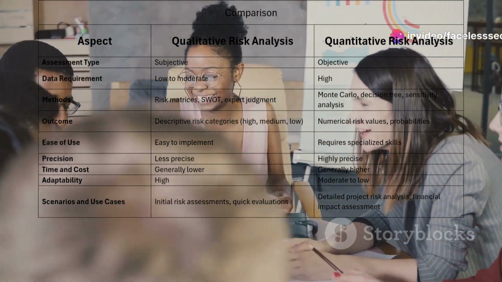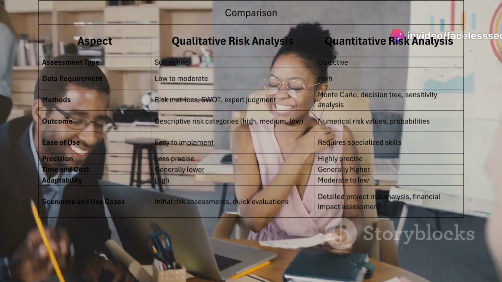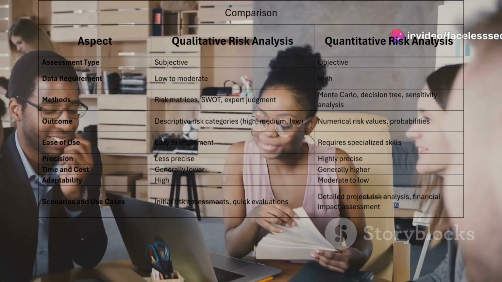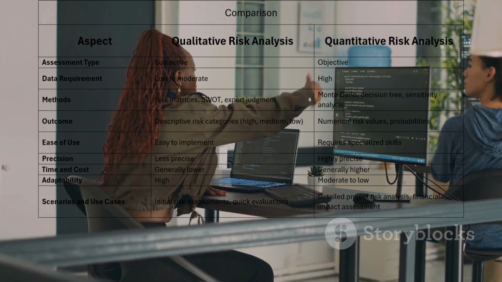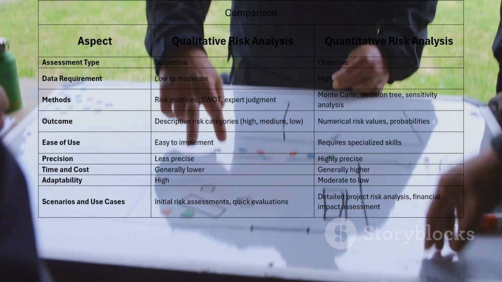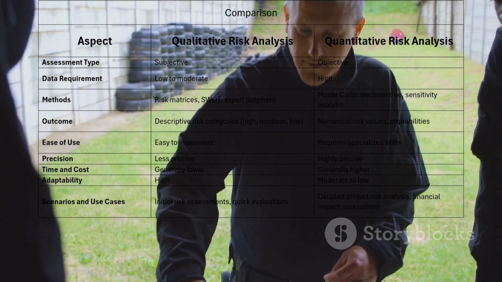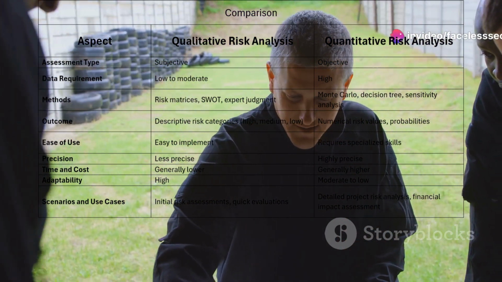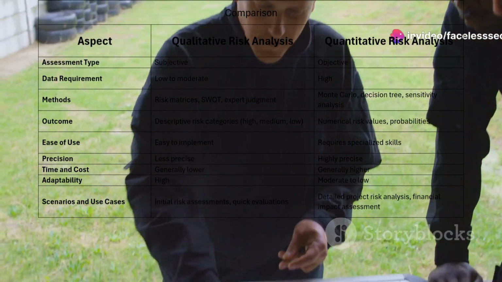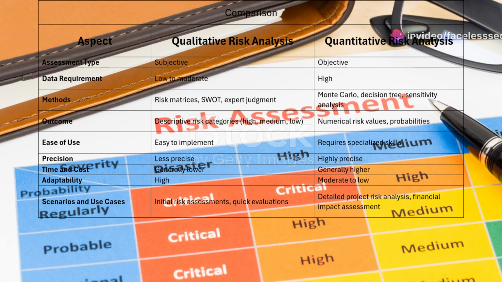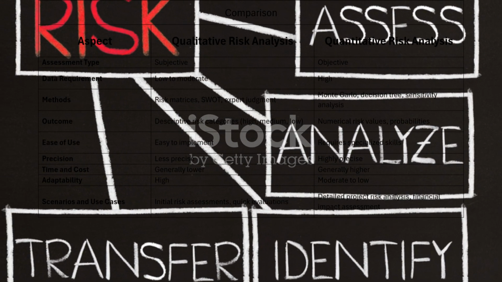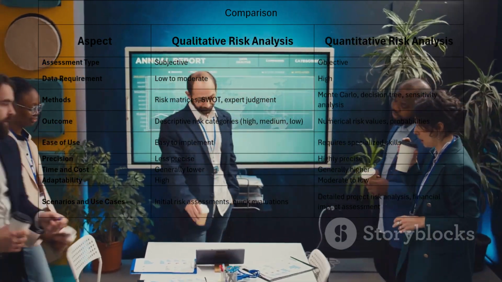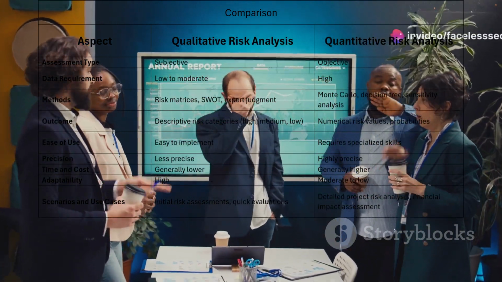Then let's consider a qualitative risk analysis example for a new software development project. In this scenario, we are identifying potential risks in a new software development project. The method involves using a risk matrix to categorize risk based on likelihood and impact. The outcome is that high-risk items are prioritized for mitigation, such as potential delays due to staffing issues and technology compatibility concerns.